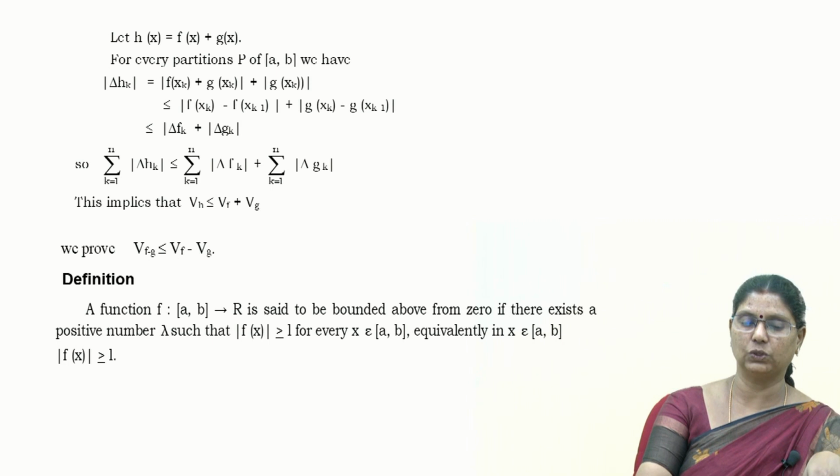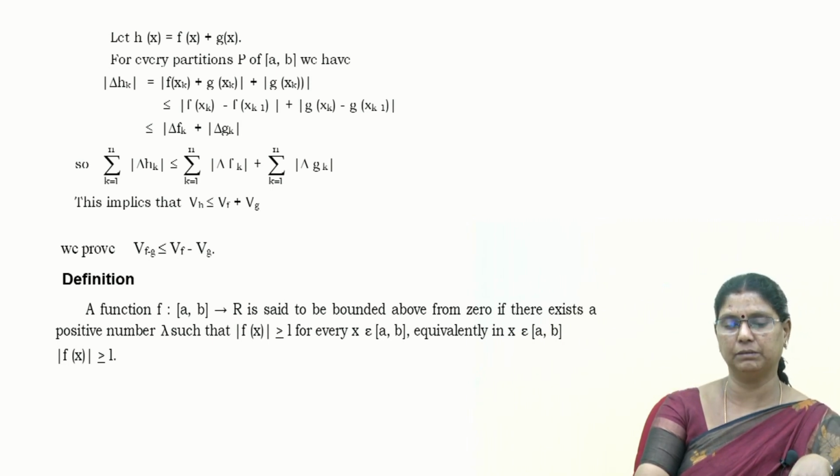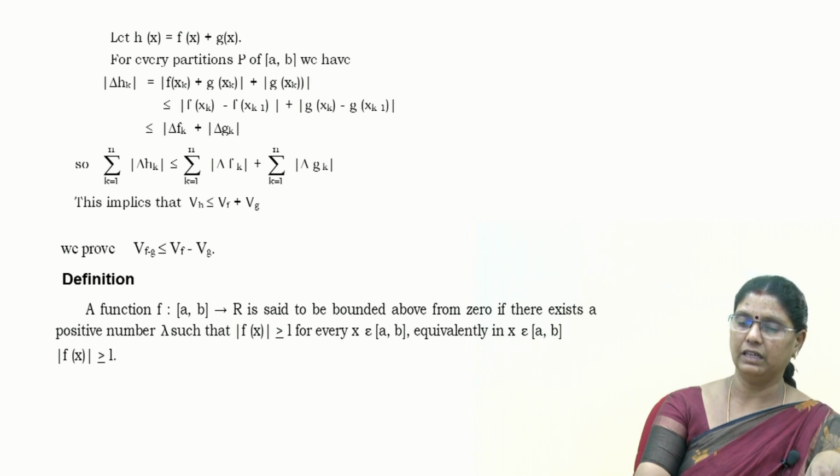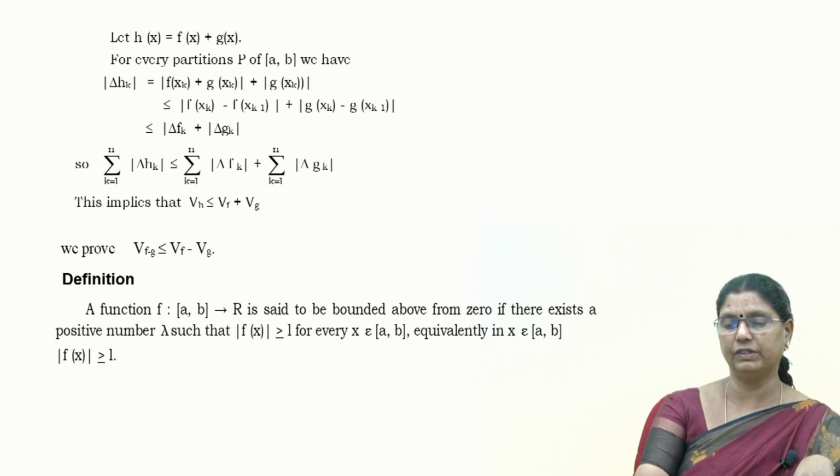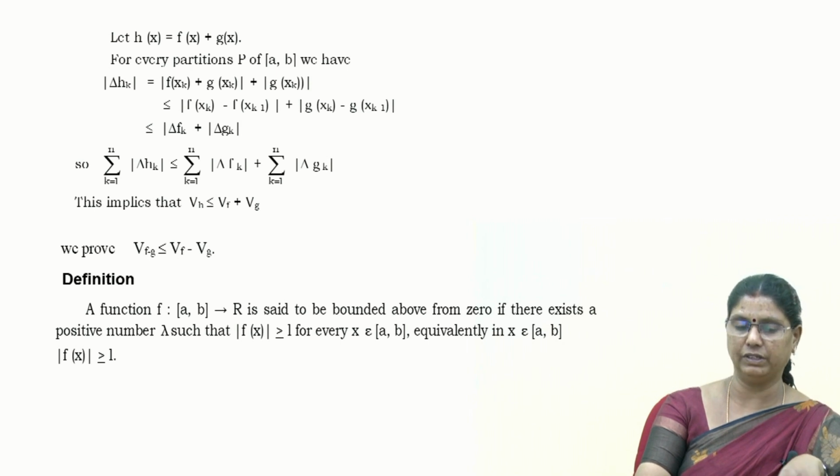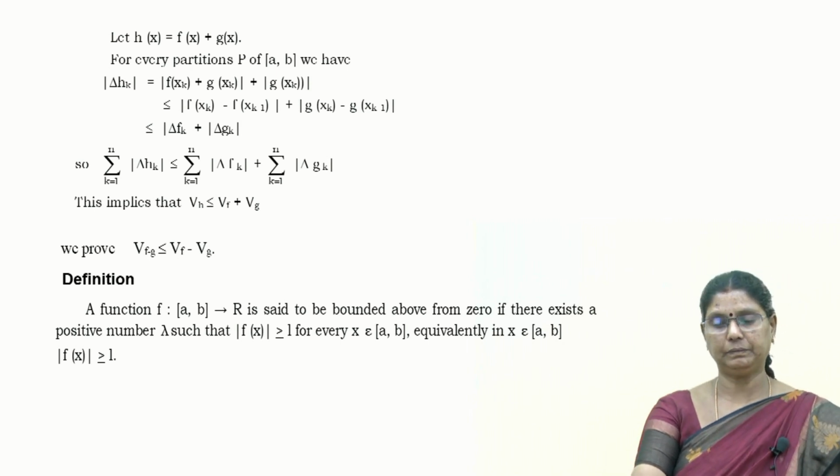Thus, this shows that Vh is less than or equal to Vf plus Vg, and similarly we can prove that Vh is less than or equal to Vf minus Vg, that is, V of f minus g is less than or equal to Vf minus Vg.